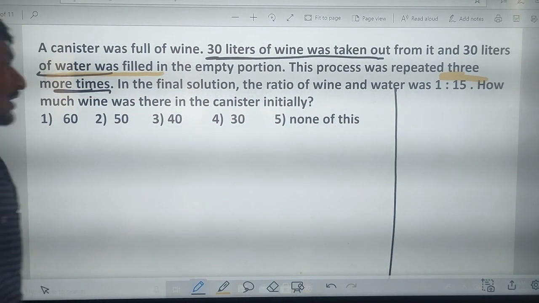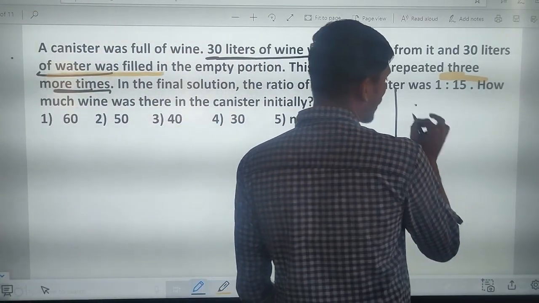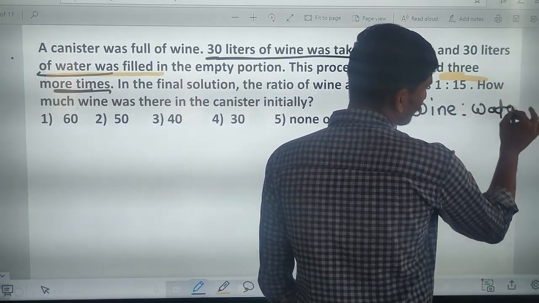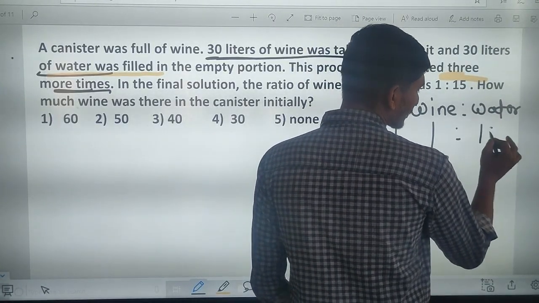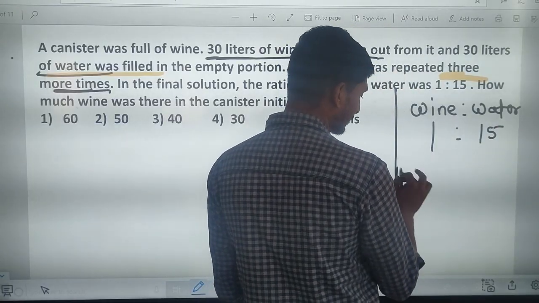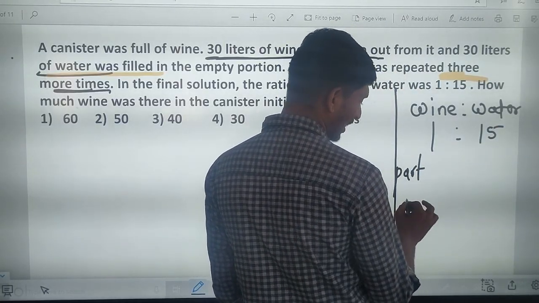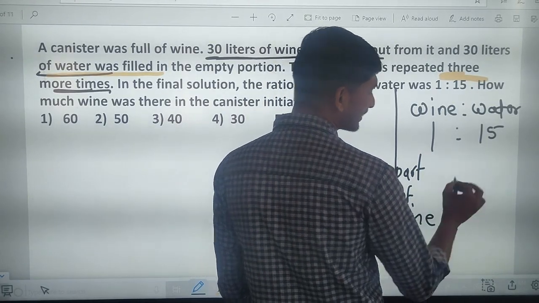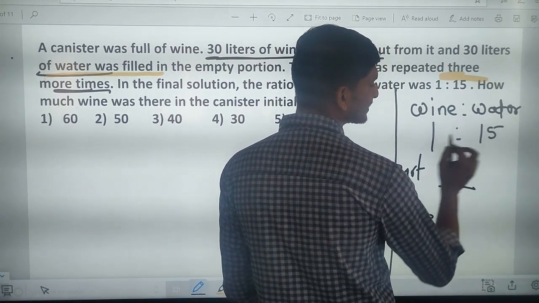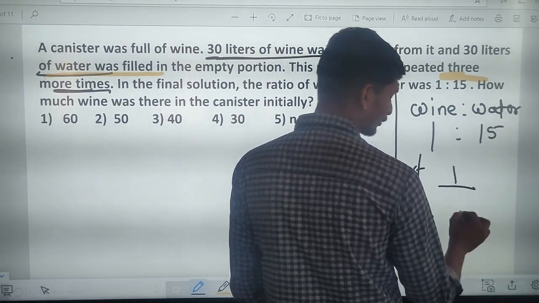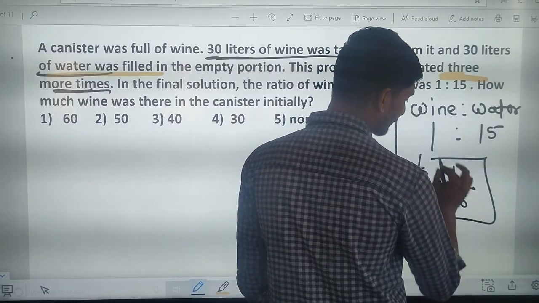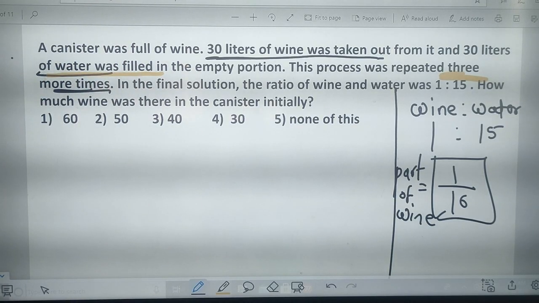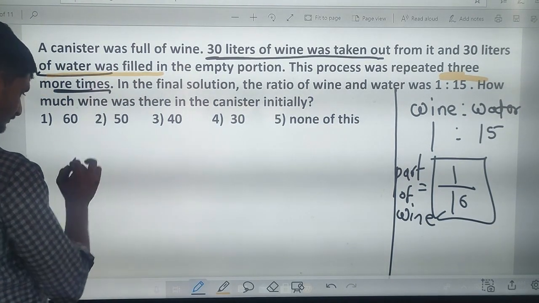Finally, the ratio of wine to water is 1:15. Then the part of wine, finally, is 1 out of a total of 16 liters: 1 liter wine, 15 liters water. So finally the part of wine is 1 upon 16. Now we solve the same here.